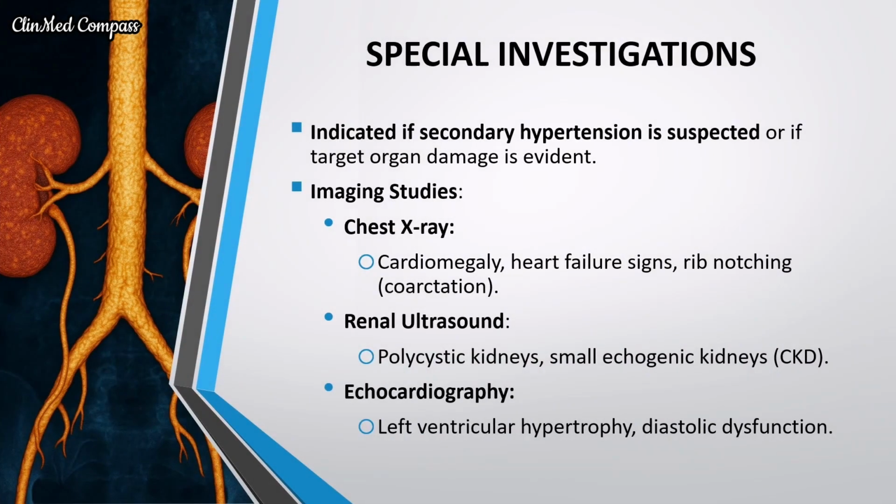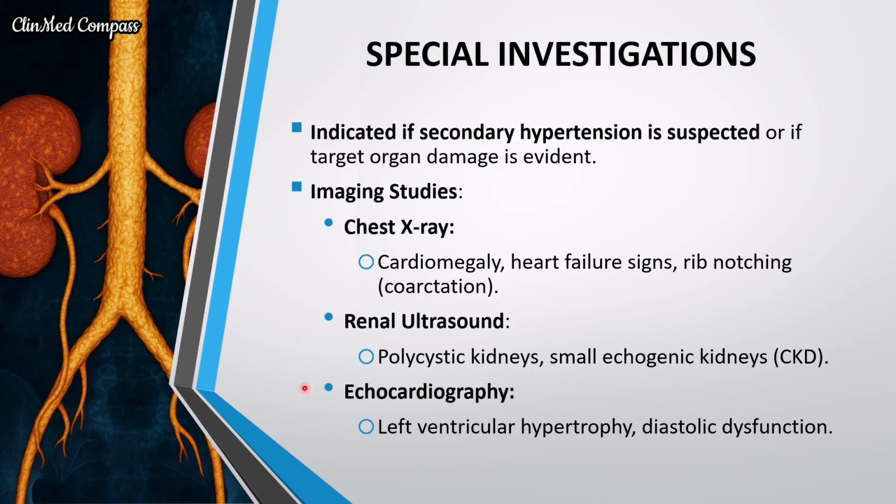If secondary hypertension is suspected or organ damage is evident, you move to some other investigations. We'll start with imaging studies. Chest X-ray. You look for cardiomegaly, signs of heart failure, or rib notching, which may suggest coarctation of the aorta. Renal ultrasound scan. This is to check for polycystic kidney disease or small echogenic kidneys seen in chronic kidney disease.